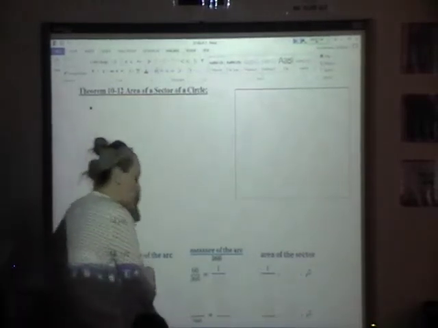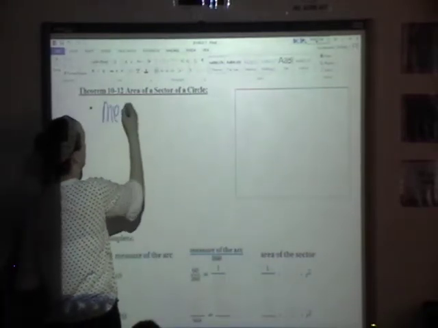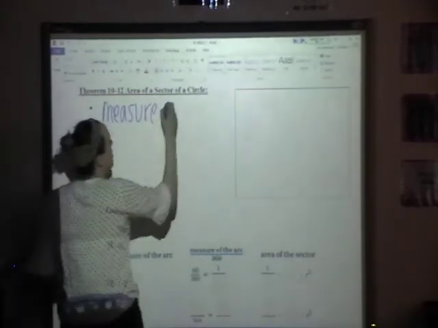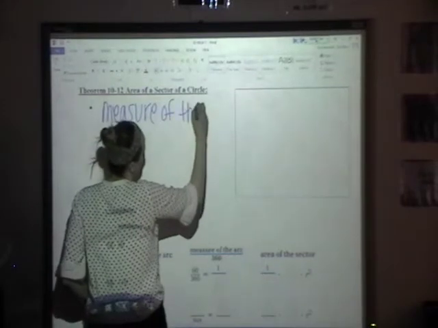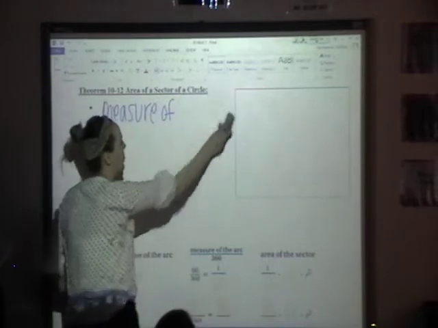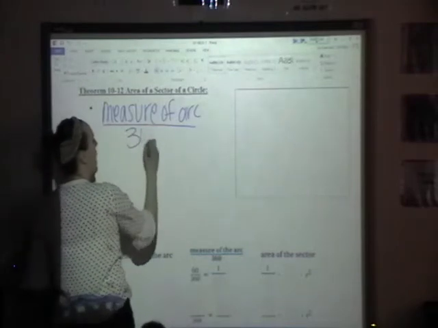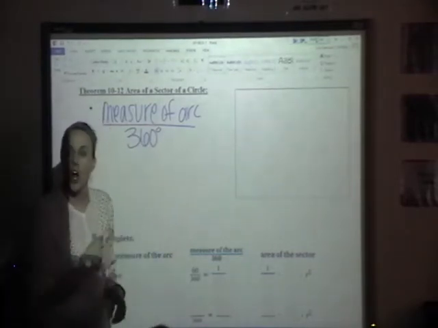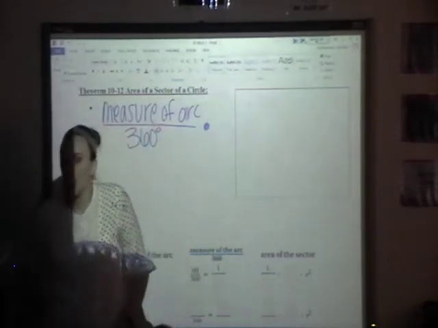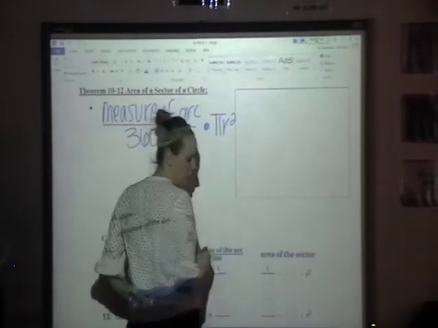The formula is very similar to the arc length. The first thing is we have to take the measure of the arc, in which the sector, the area that we care about. We're going to take the measure of the arc and divide it by 360, because again that's a full circle. Then just like what we did with the arc length, to find the sector we're going to multiply it by the area, by pi r squared.